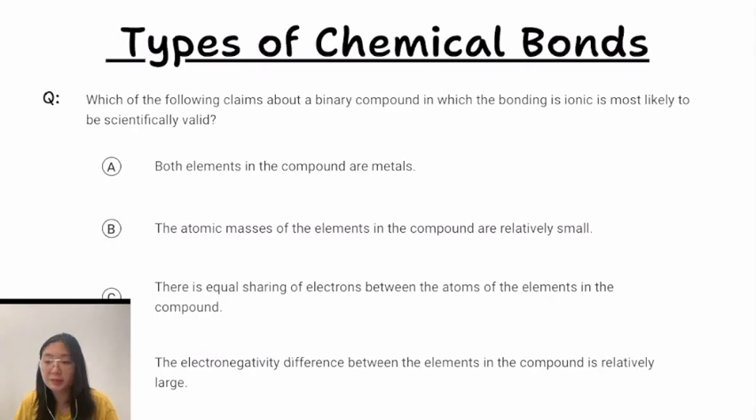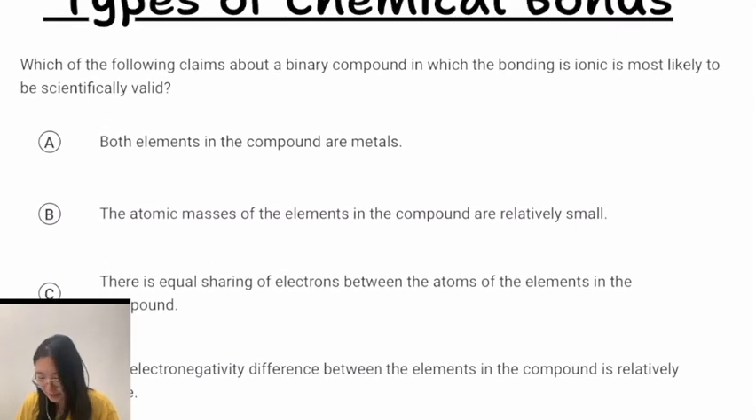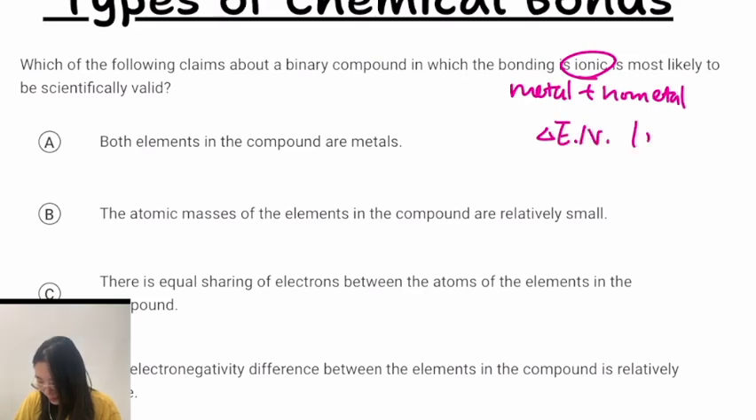Okay, so types of chemical bonds. Here is an example question for the AP style exam. Which of the following claims about a binary compound in which the bonding is ionic is most likely to be scientifically valid? Okay, say ionic bond. Well, what are some of the characteristics of ionic bond? Usually it forms between a metal and a non-metal, and the electronegativity difference is usually large.